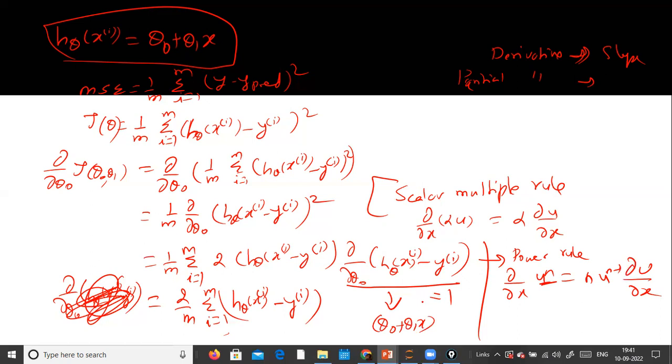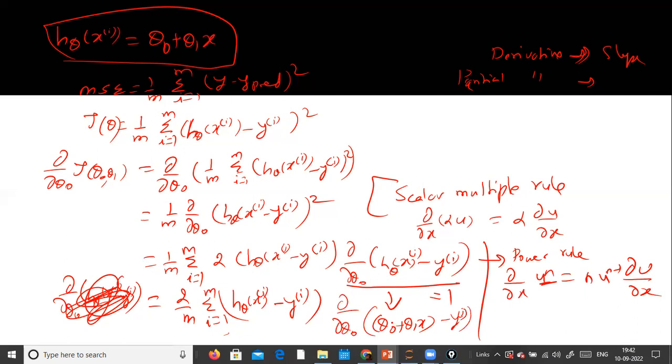Okay, theta naught plus theta 1 x minus y, dou by dou theta naught. So in this case, theta naught plus theta 1 x is minus y. See here, instead of h theta of x, I just plugged in the right side of the equation. If I say h theta of x, it is correct, right? The h theta of x represents this one.